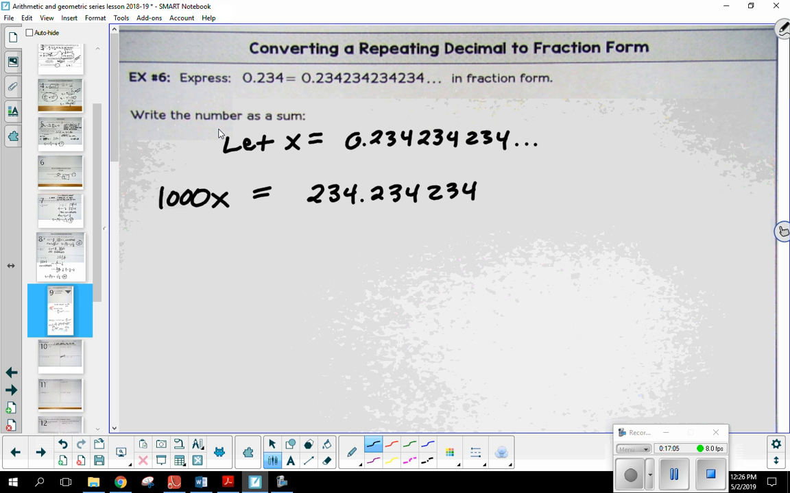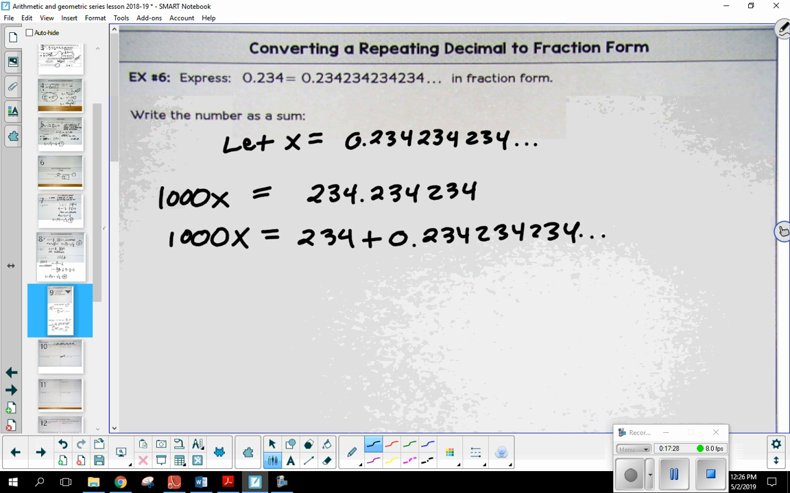If it were only 2 digits repeating, then it would be 100x. If it was just one number repeating, then it would be 10x. So now I'm going to break it apart at that decimal. I'm going to say 1,000x is equal to 234 plus 0.234, 234, 234, dot, dot, dot, right?